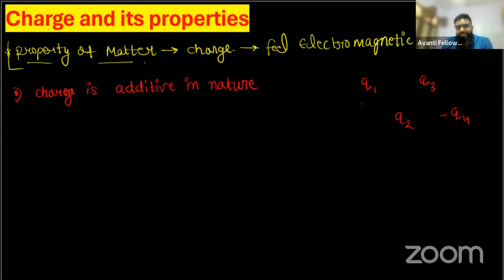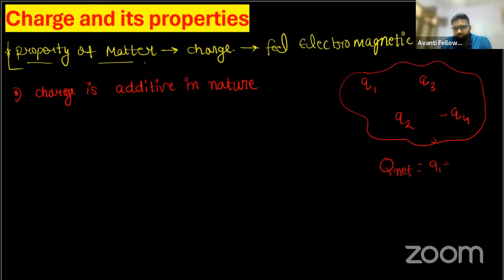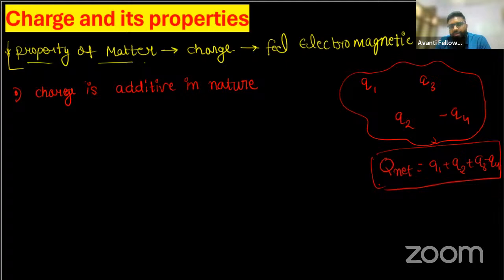then what is the net charge? So Q net here, if I take this as a system, what is the Q net? Q net will be Q1 plus Q2 plus Q3 minus Q4. So you have to add the charge with their sign. Okay? Whatever the sign of a charge is, you have to add according to that.